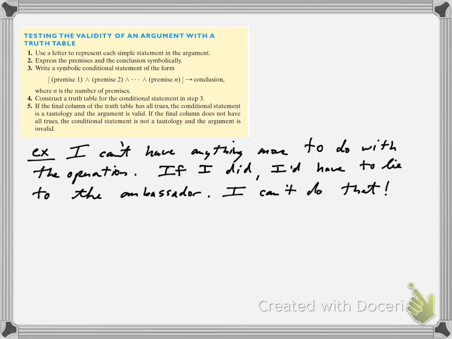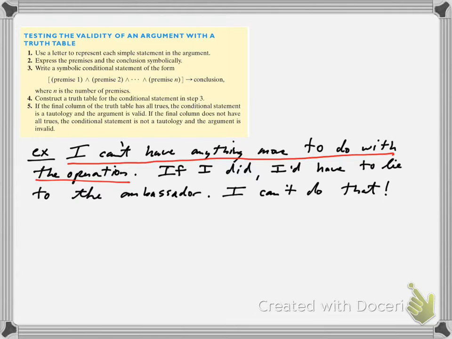I can't do that. Okay, so first of all, the conclusion is asserted at the very beginning, isn't it? I can't have anything more to do with the operation. Okay? So that's my conclusion. How is he reasoning that his conclusion is true in this argument?